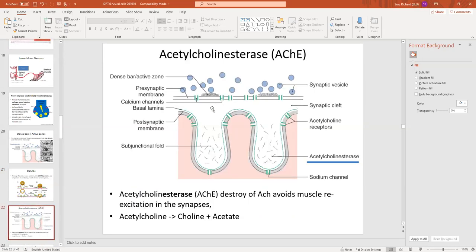And then this acetylcholine will bind on the receptor in the postsynaptic site. That part we already know. Very quickly, that acetylcholine will be destroyed by acetylcholine esterase, AChE. This one will destroy acetylcholine very quickly. Otherwise, we will have continuous stimulus from the acetylcholine. It will break this acetylcholine to form choline and acetate. Acetate will be metabolized, or may float out. Choline will be reused.